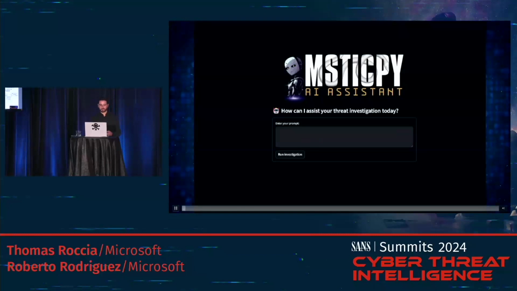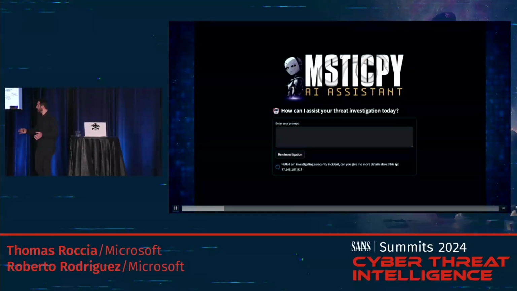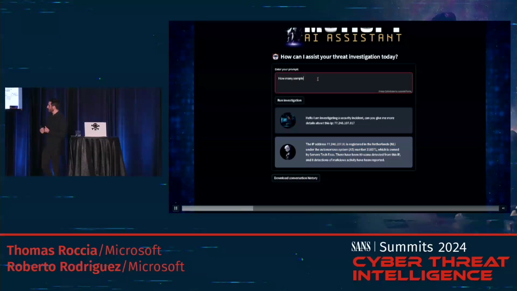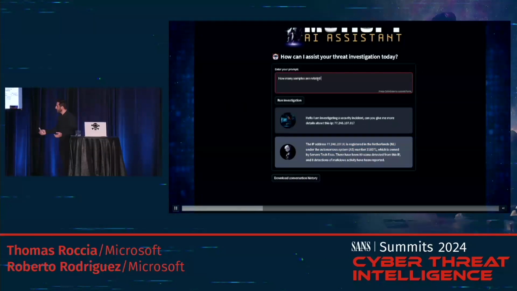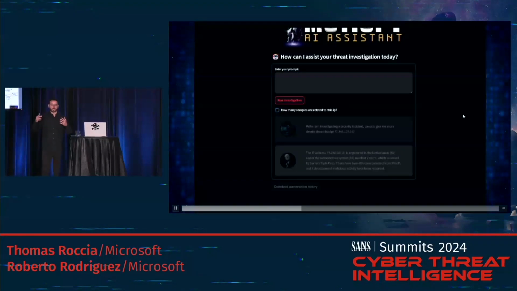So first, I cannot pause. Okay. First we are asking, can you give me more information about this specific IP? What's going on here? The agent will go through the tools, request VirusTotal, and retrieve the information. And then we have information about the IP and so on. The second question that we ask is, how many samples are related to this specific IP? Again, the agent will reason, choose the right tools, and make the request to the threat intelligence provider to get the information.